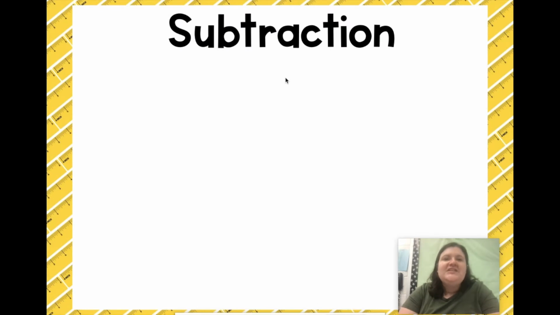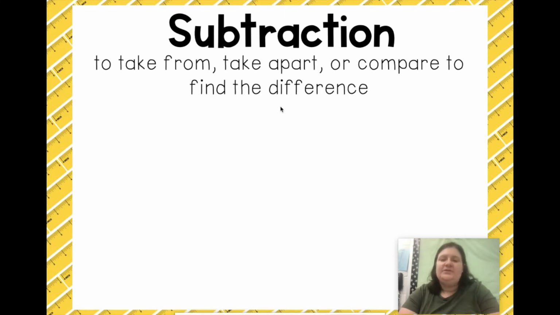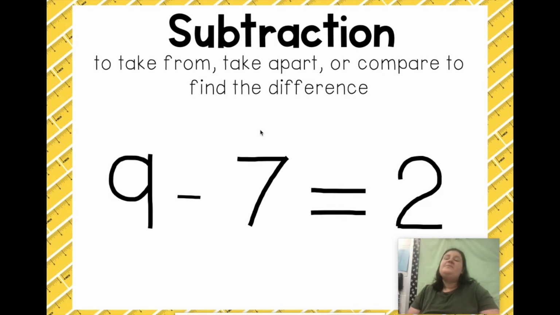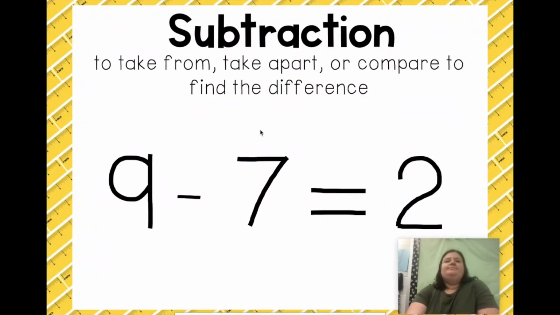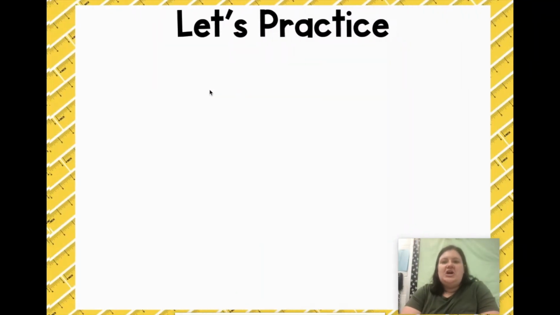Subtraction, while addition is adding numbers together, subtraction would be the opposite, or the antonym, or taking numbers away. So when we subtract, we are taking apart numbers, we're comparing numbers to find the difference. So our example subtraction problem would be, if I had 9 fingers held up, but then I decided to take away 7. So 1, 2, 3, 4, 5, 6, 7. How many fingers do I have left held up? 2. So let's go ahead and start practicing.